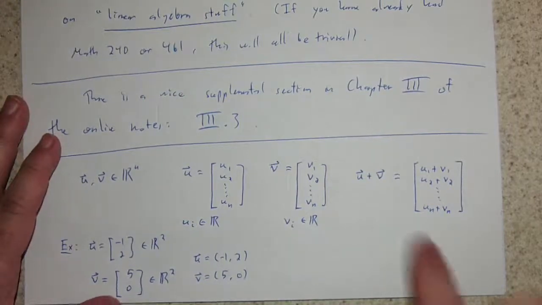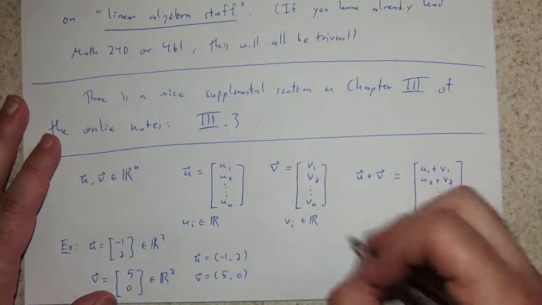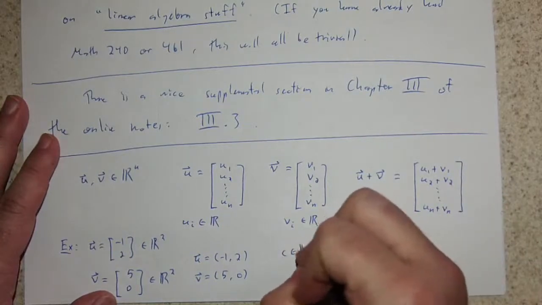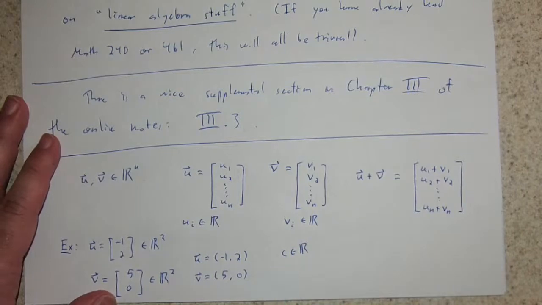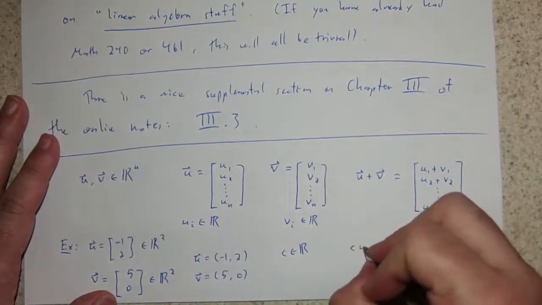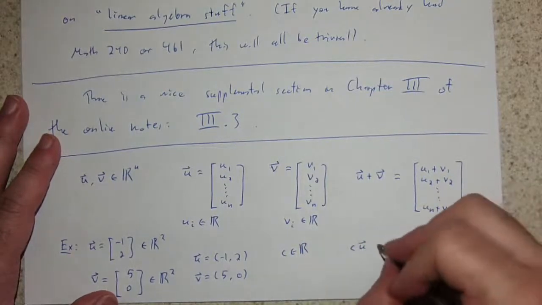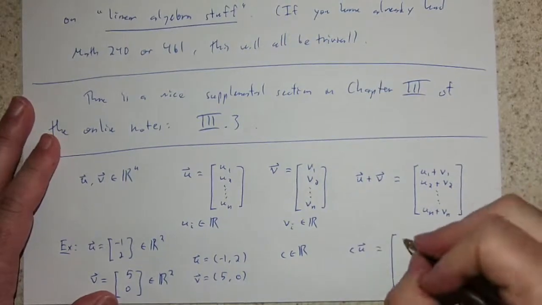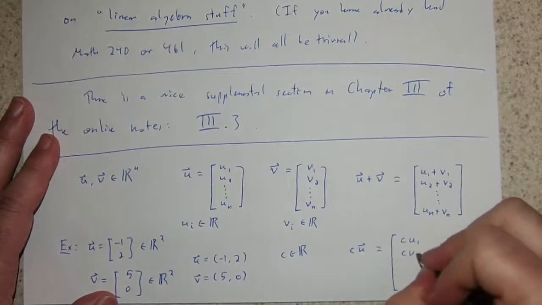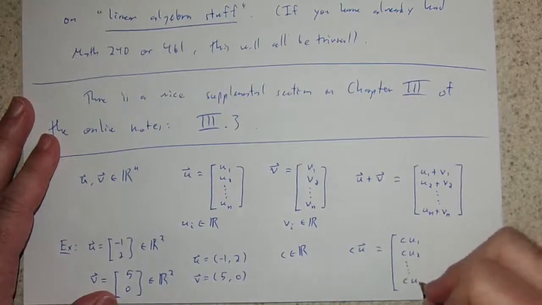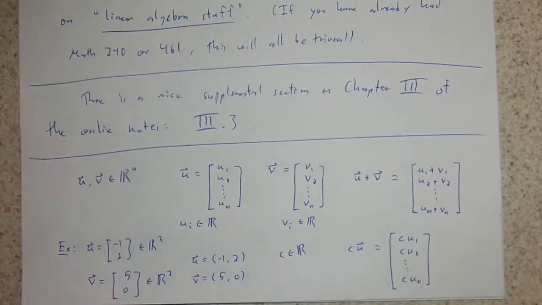The other important vector operation is scalar multiplication. So if c is some scalar in R, in the reals, then cu is just the vector I get from multiplying every component of u by c. So there it is. All right. So let's do it for these two vectors real quick.